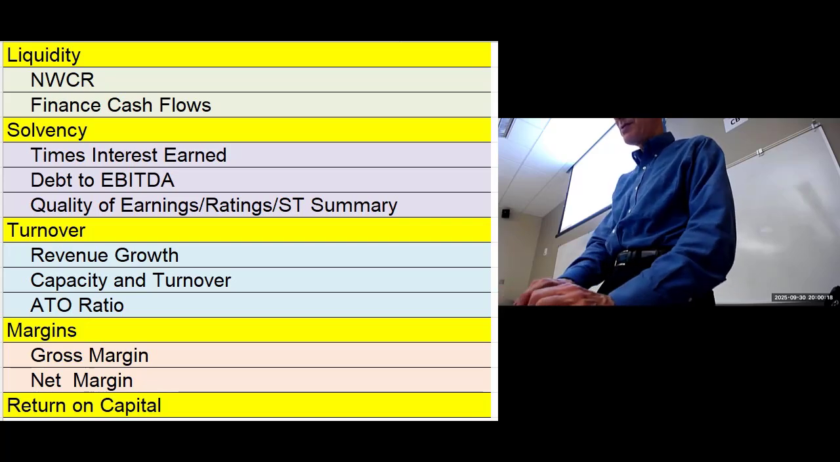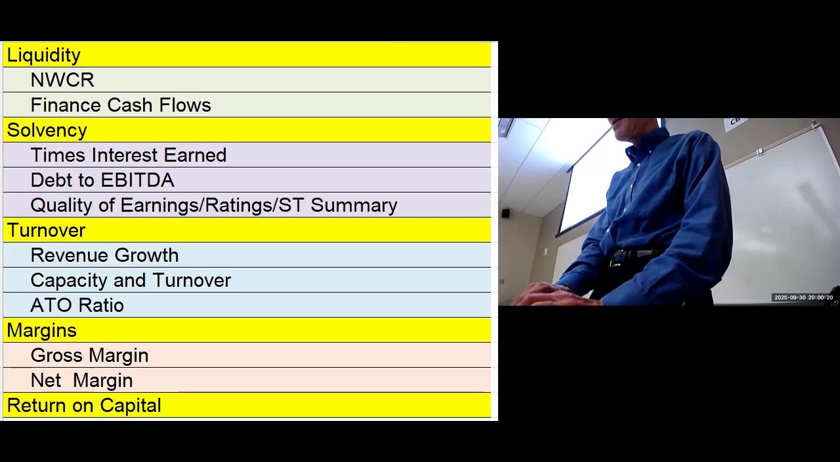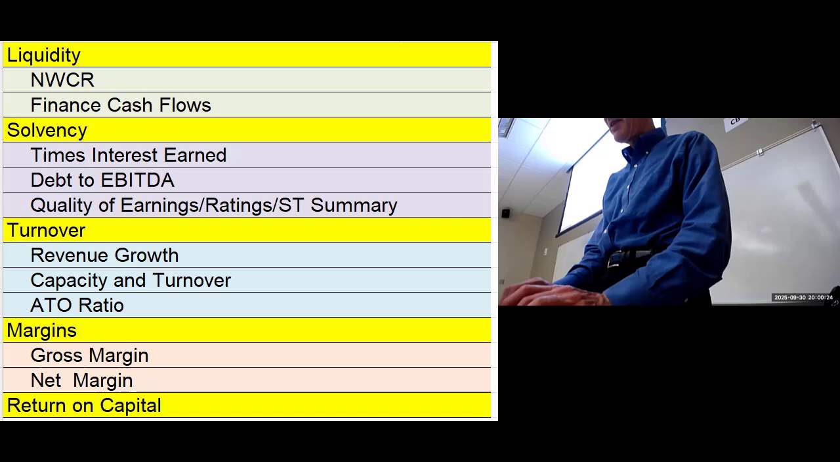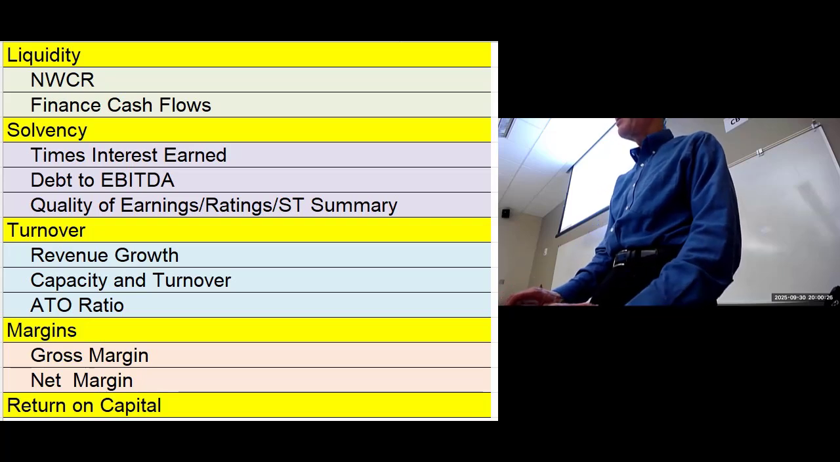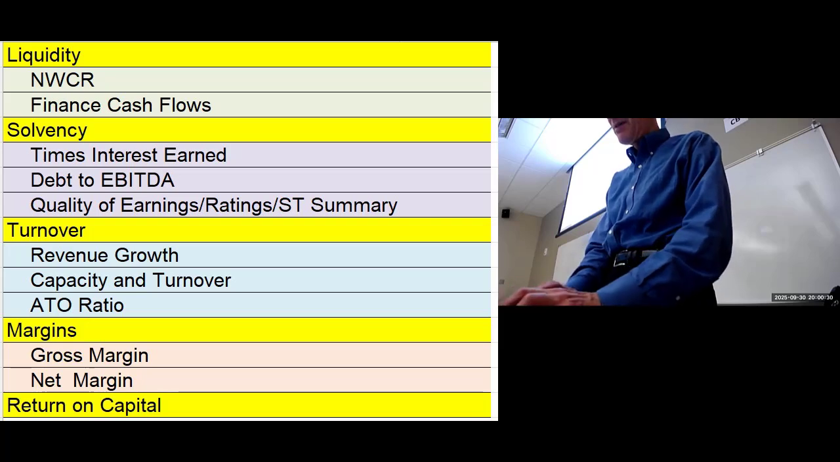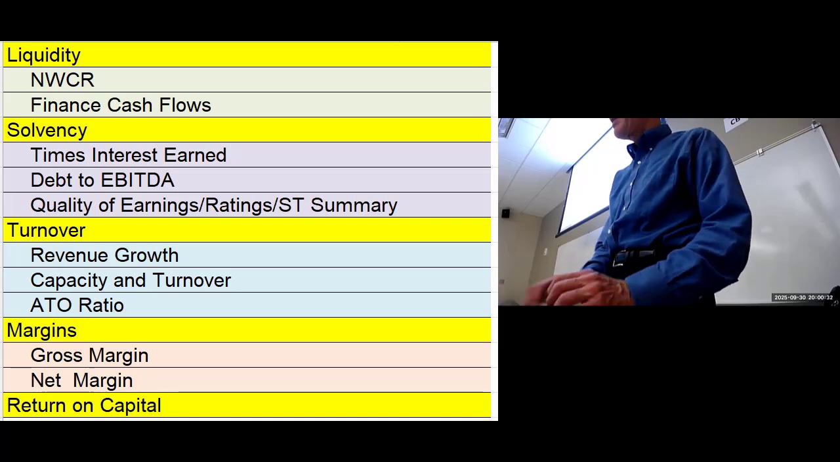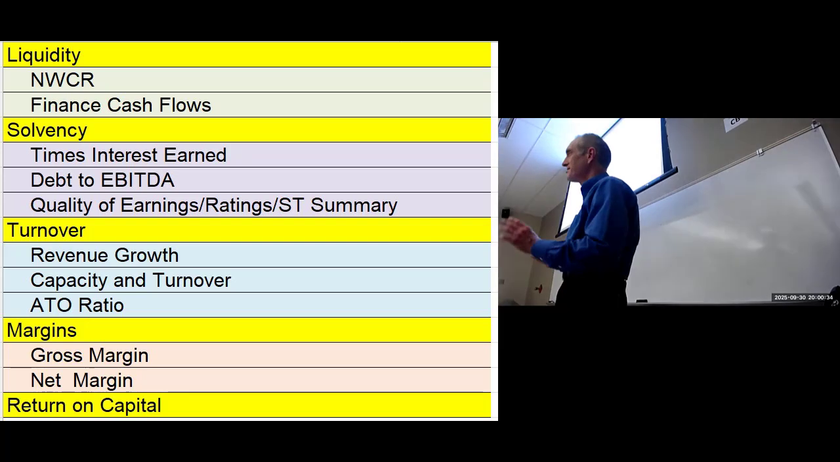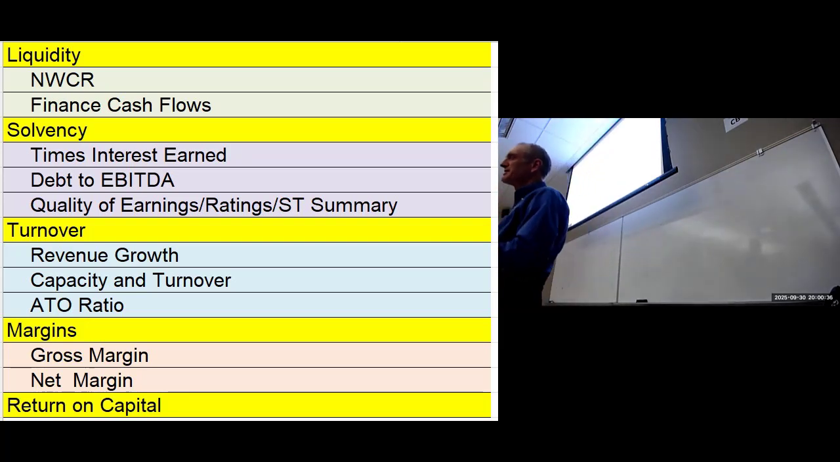We did two margins. What were those? Gross and net. So pretty straightforward. I use EBIT to revenue for net. Why did I use EBIT to revenue? Because it fits in that ROE decomposition. EBITDA is fine, but you can't really fit EBITDA into the ROE decomposition.